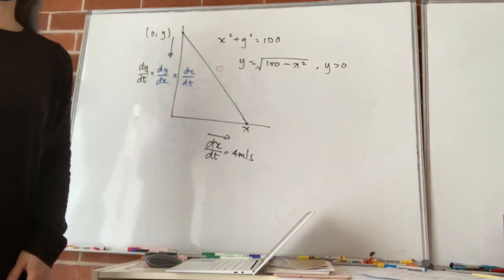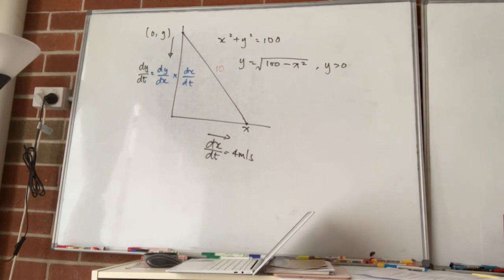Make sense? Everything? But when do we start putting in the number? After you differentiate. So we sub 6 into here. Okay, what's that slide there? When the lower end is 6 meters from the wall. Yes. Yeah.